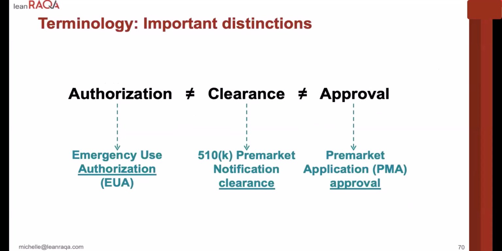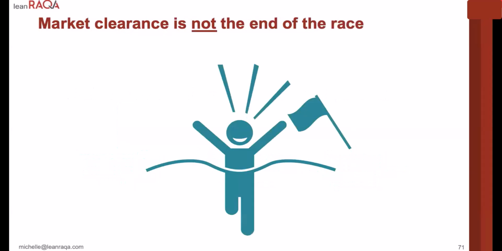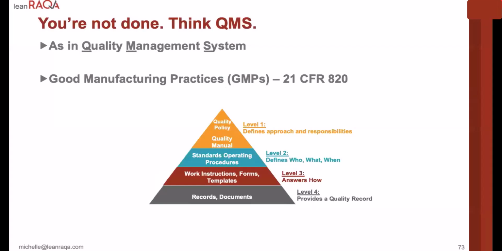It's important to know and to use the terminology correctly, especially after you get your submission cleared or approved, on your websites. Authorization is not the same as being cleared, and it's not the same as approval. Authorization comes through the EUA process. Clearance comes through the 510K process, and approval comes from the PMA process. But market clearance is not the end of the race. Now what? You need to think QMS.